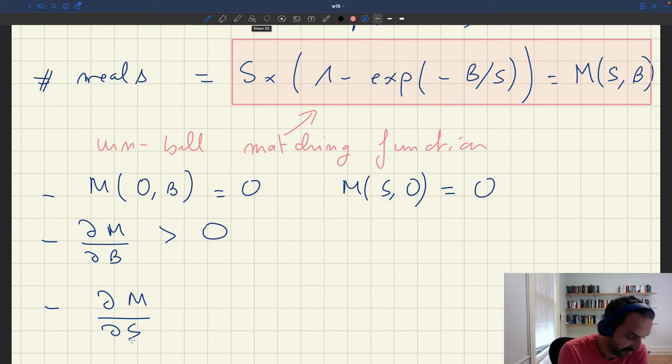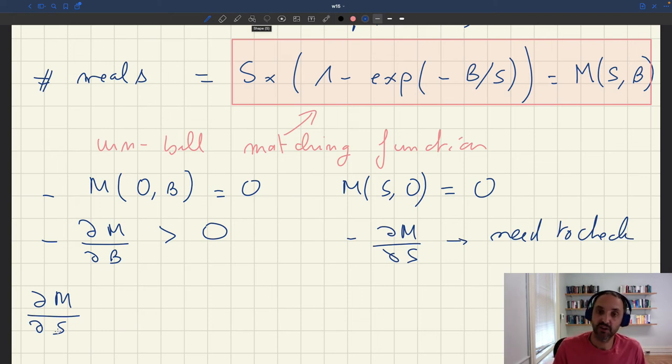But you have two forces that are opposed here. The first S goes up, but at the same time, you have an S in the denominator there in the exponent. And so when that S goes up, B over S goes down, minus B over S goes up, exp of minus B over S goes up, but then minus exp of minus B over S goes down. So that tends to pull the matching function down. So we have two, the first term goes up, second term goes down. This is a little bit tricky. So we need to take the derivative to check that indeed the matching function is increasing in the number of sellers.